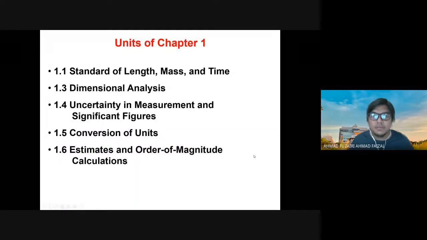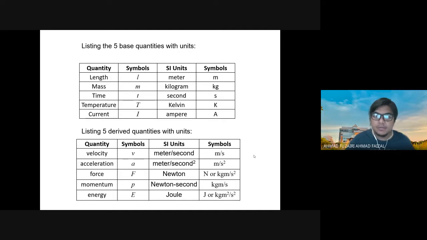Okay, this is the units of chapter 1. Standard of length, mass, and time, the LMT system, with dimensional analysis. So these are the five basic quantities, right? So what are they? Length, mass, time, temperature and current.